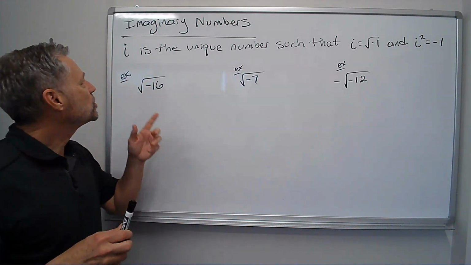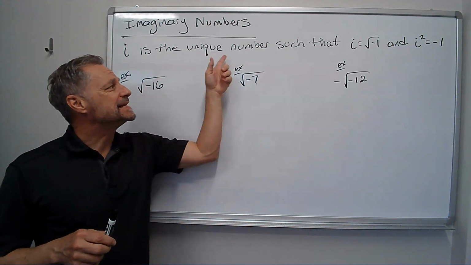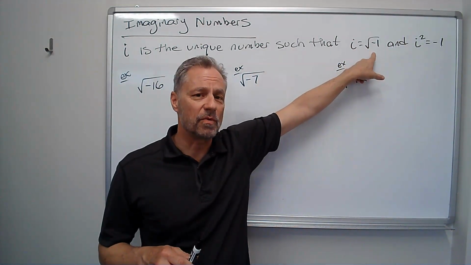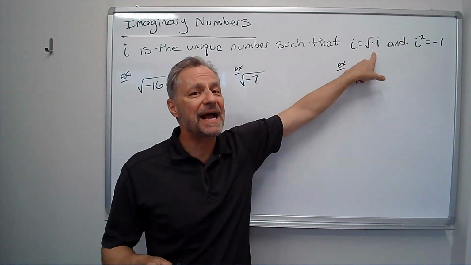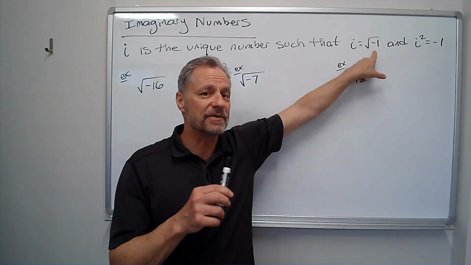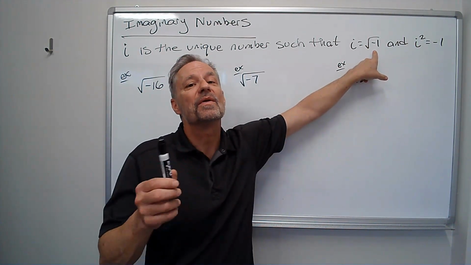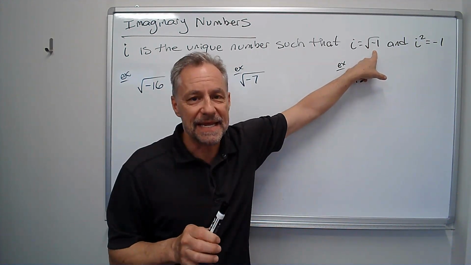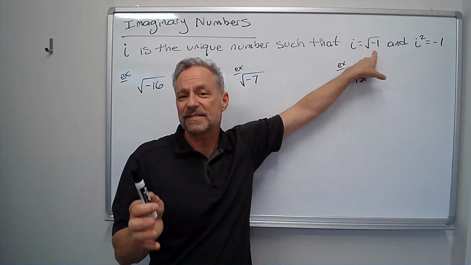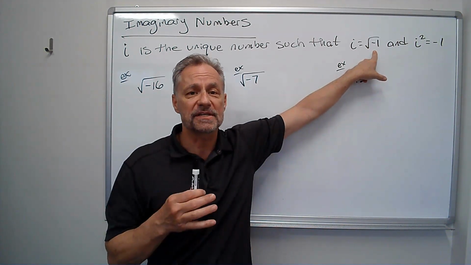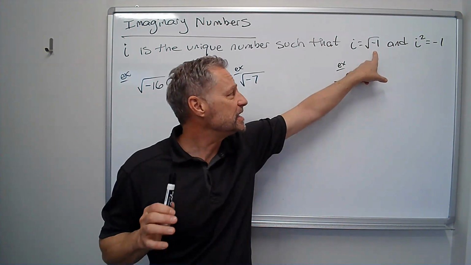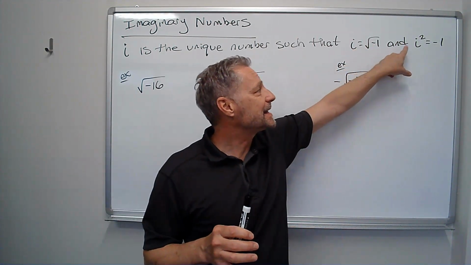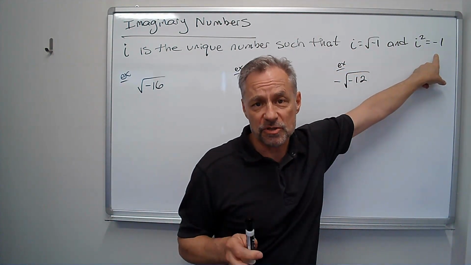Okay, so i is the unique number such that i is the square root of -1. We've talked in the past about how we can't take the square roots of negative numbers because they're not real numbers. Well, they're not real numbers, they're imaginary numbers. And imaginary doesn't mean pretend. These come up in a lot of the sciences, especially electronics and electrical engineering. But i is the square root of -1, and i squared is just -1 without the square root.